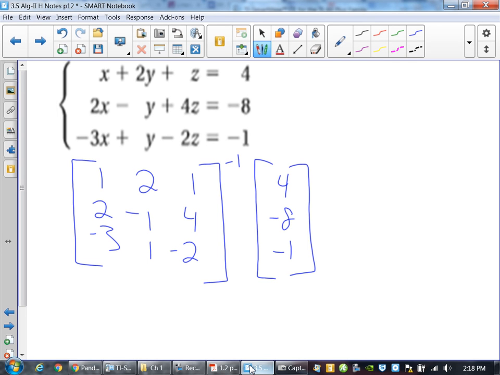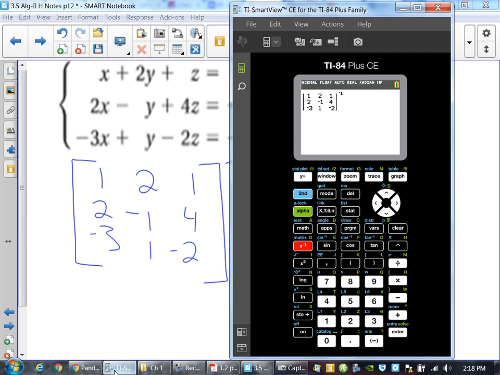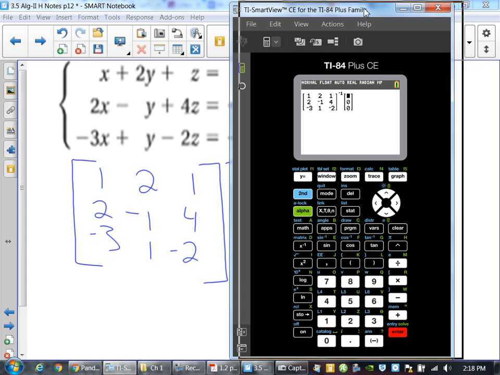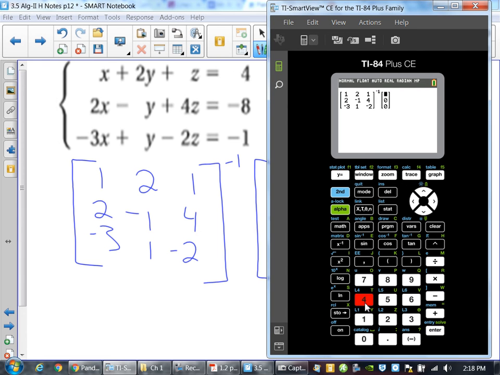So will this give us the answers? I'll show you. We're going to create another matrix. Remember, alpha, zoom. We're going to make a 3 by 1. And if you accidentally did a 1 by 3, it'll be the other way, and it won't work. So put in your answers again. What was it? 4, -8, and -1. Hit enter.